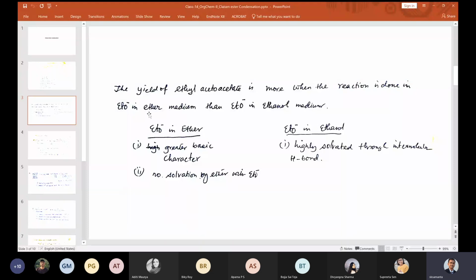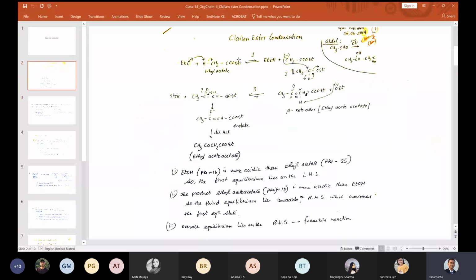Here we are now saying that the yield of ethyl acetoacetate, that is your product, is more when the reaction is done in EtO minus in ether than EtO minus in ethanol. Now you can easily understand, if it is in ether, it will be less solvated. That means the basic character of EtO minus will be enhanced, so this will become more basic in nature. Then you can pick up the proton very easily, so your first equilibrium will shift more towards the right hand side. This equilibrium will anyway be towards the product, but the first equilibrium will shift towards the right hand side.